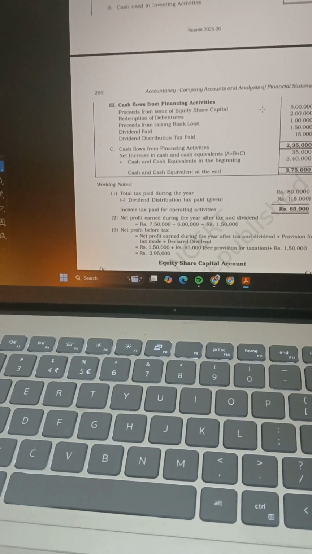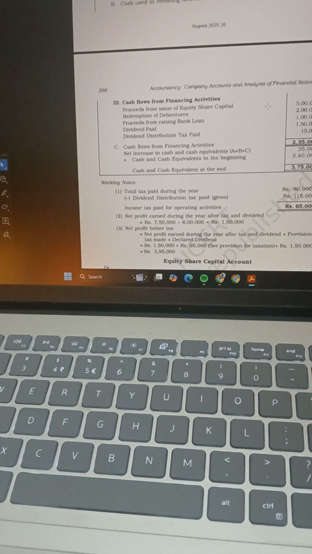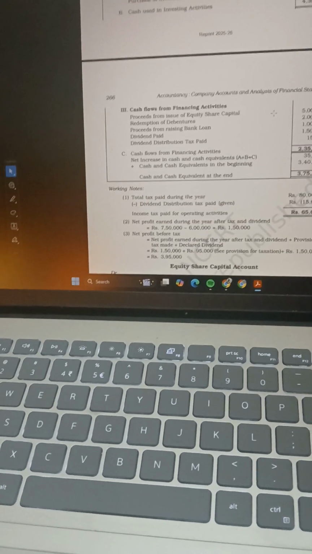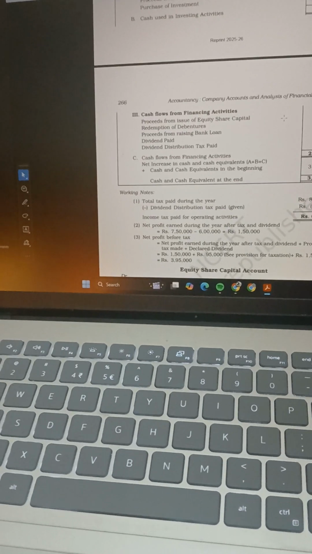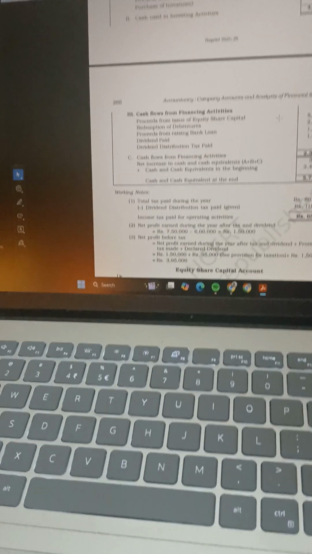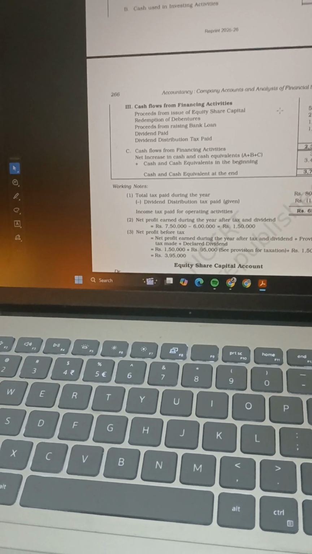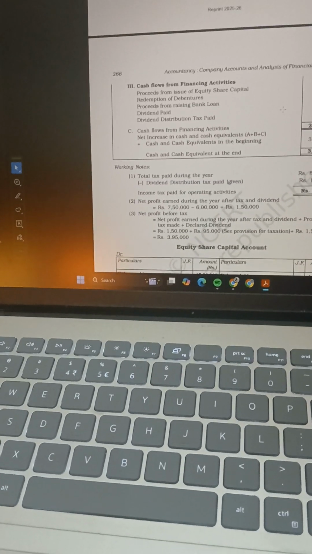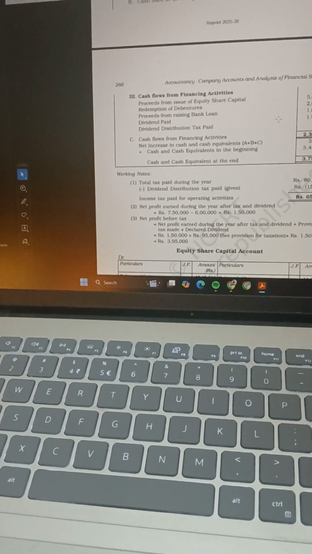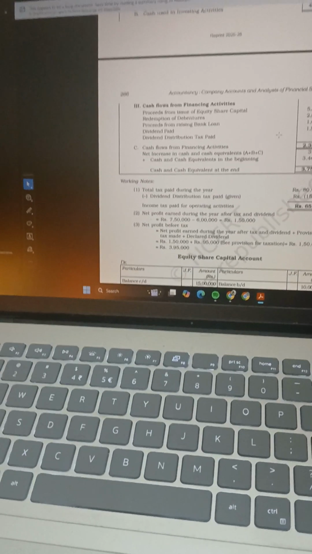Then net increase in cash and cash equivalents, that is the comparison between the 2 years balances of cash and cash equivalents in the balance sheet, that will be the 35,000 amount. Then cash and cash equivalents at the beginning, 3,40,000. By adding these two items, the resulting amount will be the cash and cash equivalents at the end.